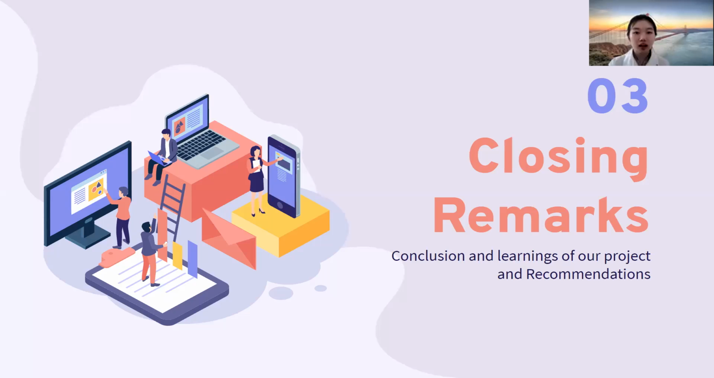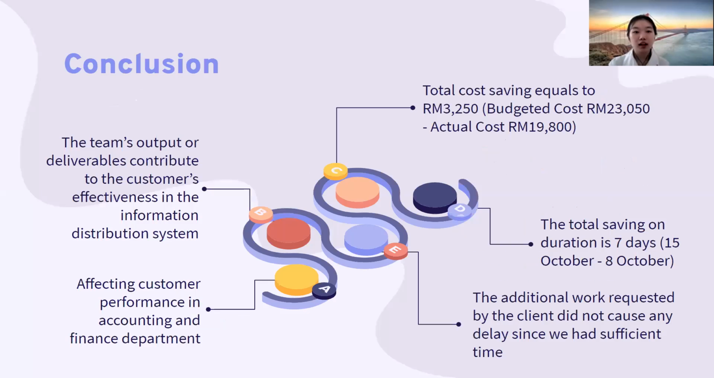Hi, I'm WenZeng. I'll be presenting the closing remarks. In conclusion, the aim of this project is to produce the output or deliverables to contribute to the client's effectiveness in the information distribution system, which will affect the customer performance in the accounting and finance department.